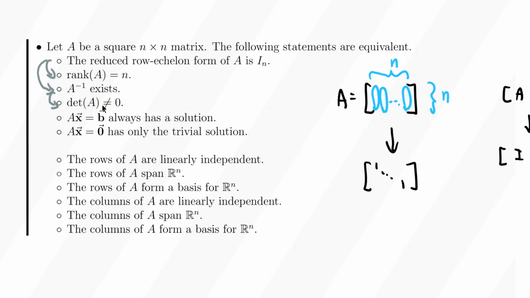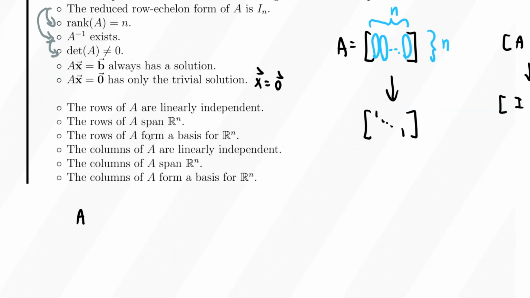And this also implies that if I have a system AX equal to B, it will always have a solution, and the system AX equal to 0 will only have the trivial solution, which is when my x is just going to be 0. And this is because if I have AX equal to B, I can simply multiply A inverse on both sides. So I'm going to have A inverse AX equal to A inverse B. So then my x is going to be A inverse times B. So that means I can always find a solution.